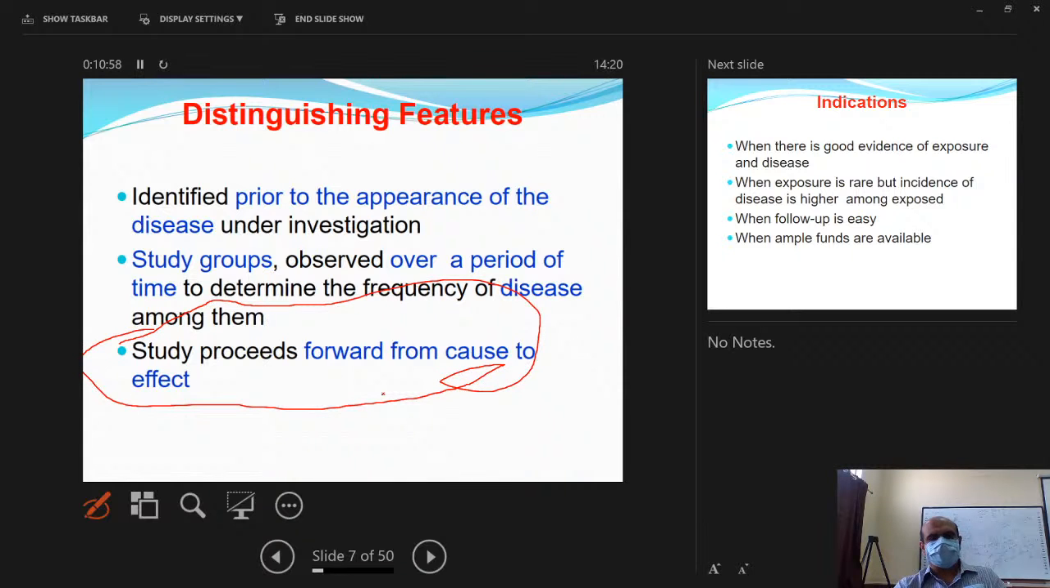It is a forward looking study. Okay, forward from cause to effect means there is a cause, that there is a risk factor, and then you are following it forward till the person gets the disease.